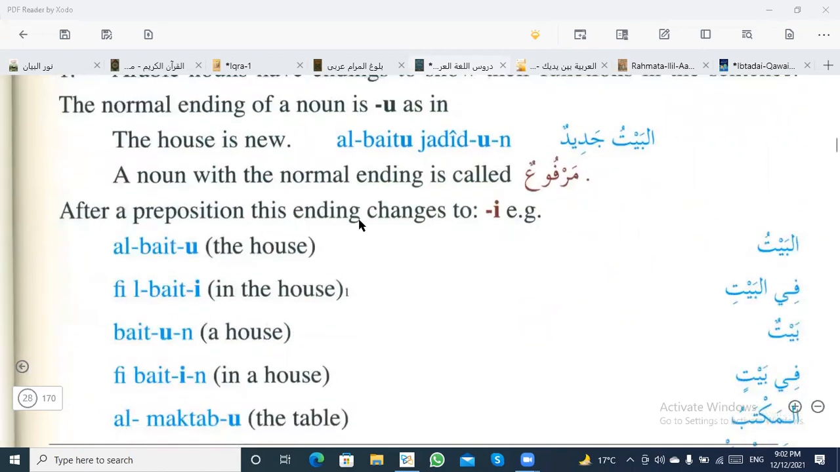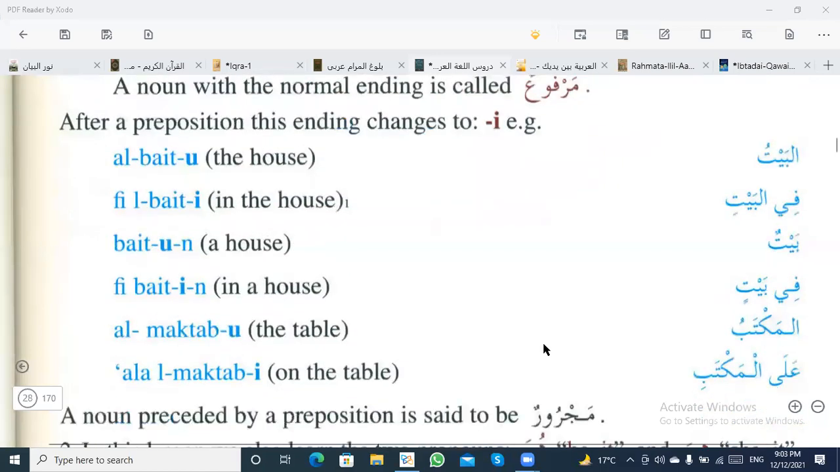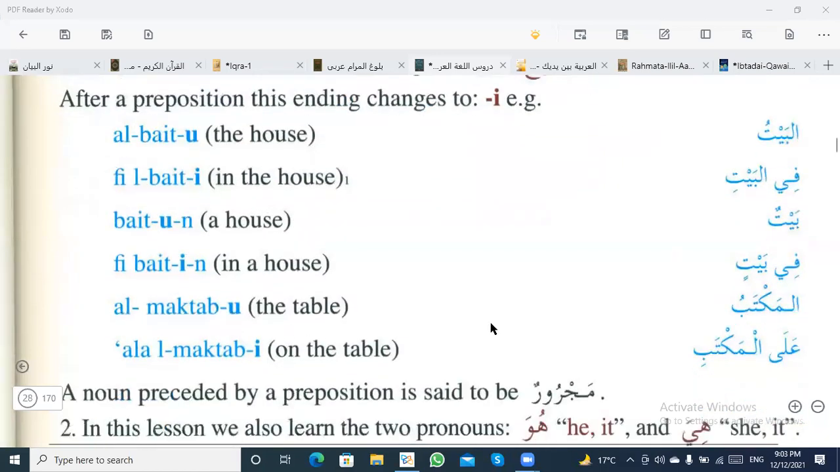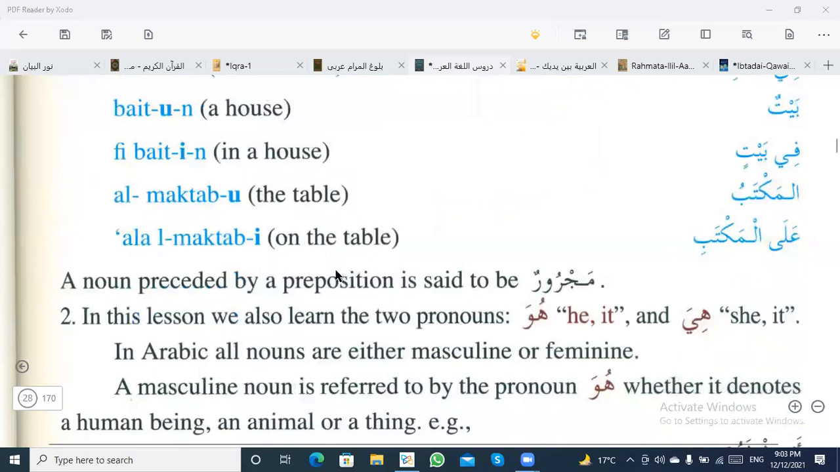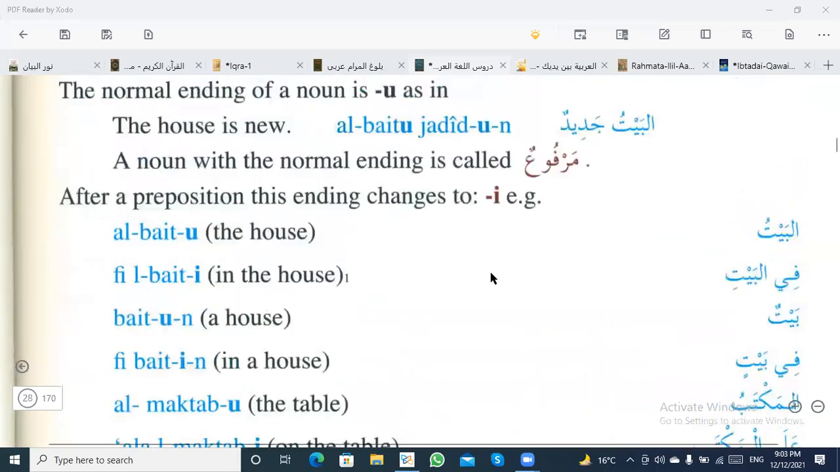After a preposition, this ending changes to i. Example, al-baytu, the house. Fil bayti, in the house. Baytun, a house. Fi baytin, in a house. Al-maktabu, the table. Al-maktabi, on the table. A noun preceded by a preposition is said to be majrur. Majrur. Next, sister.